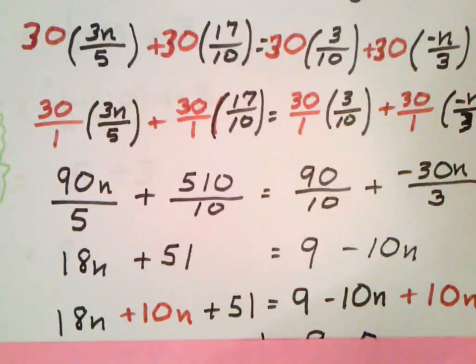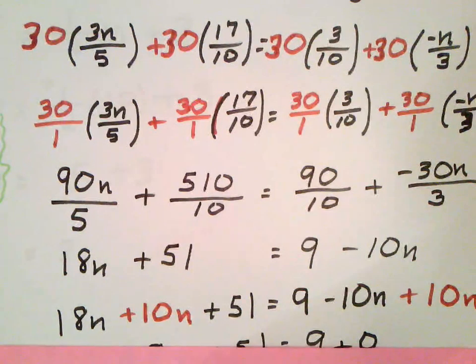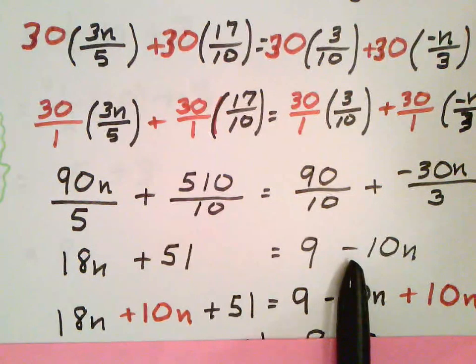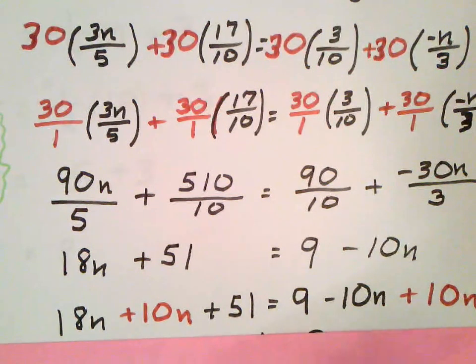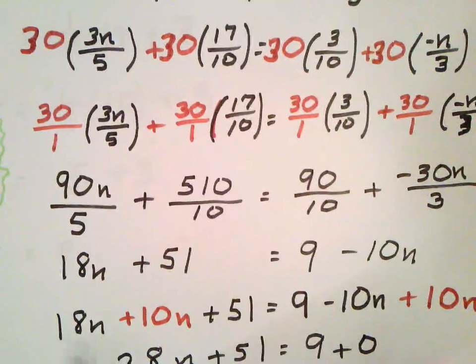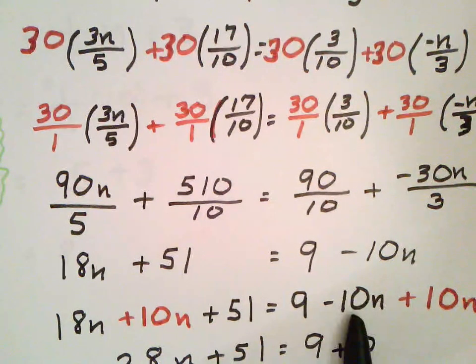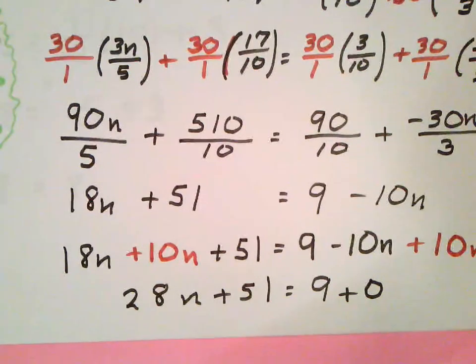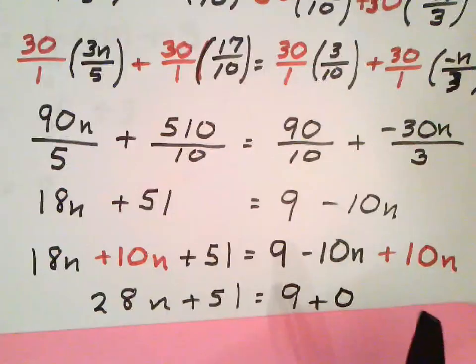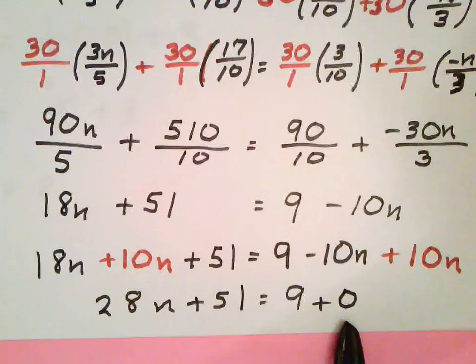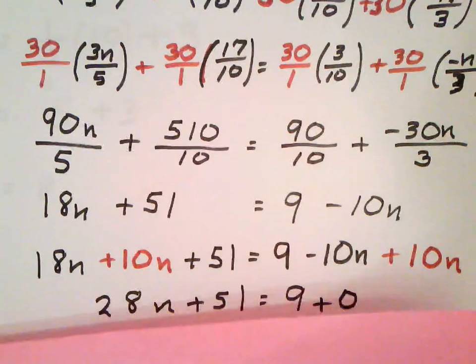Then let's put our variables on the left side. We're going to undo subtracting 10 by adding 10 to each side. 18n plus 10n gives us 28n. Bring down the 51. Negative 10n plus 10 gives us 0. I'm going to add to get 9 plus 0 is 9.